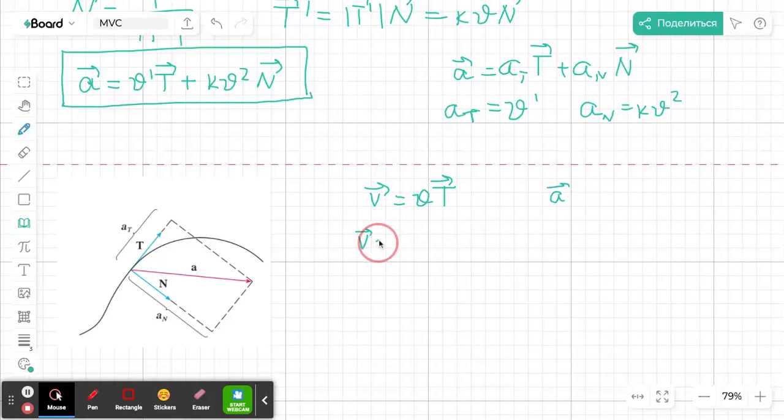v dot a is going to be upsilon T, and then instead of a, I'm plugging in this expression. So we have upsilon prime T plus kappa upsilon squared N.